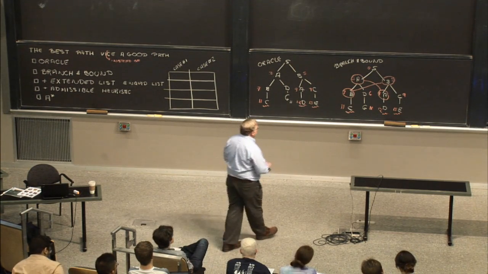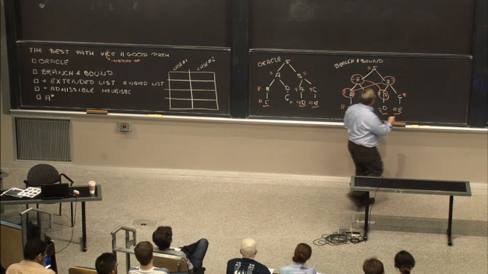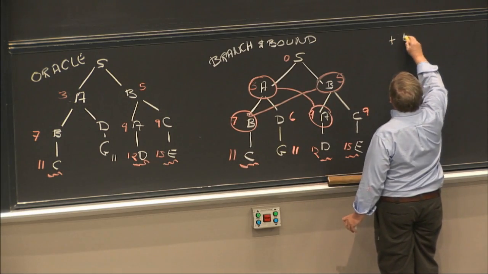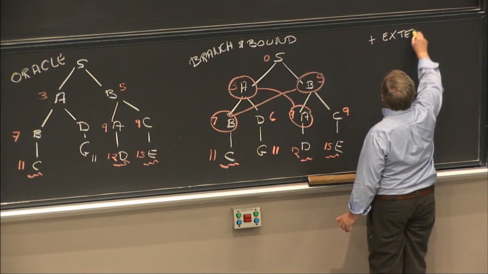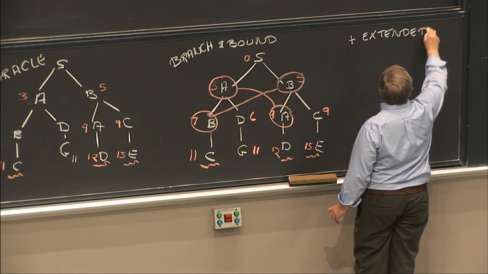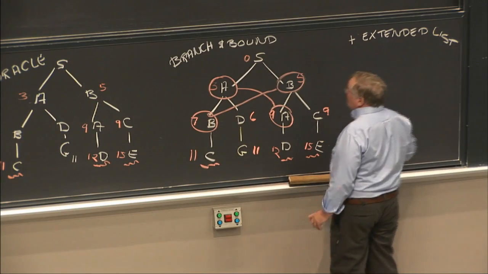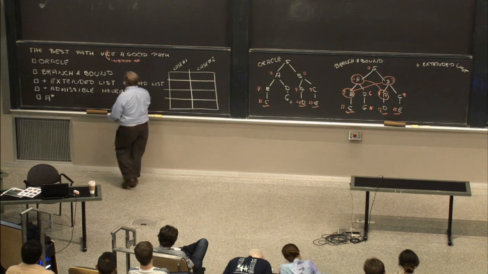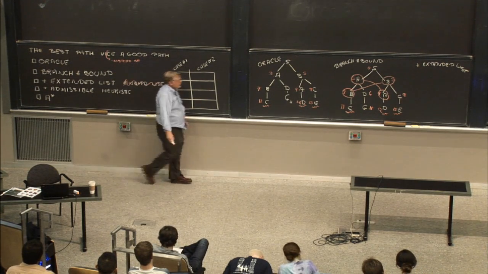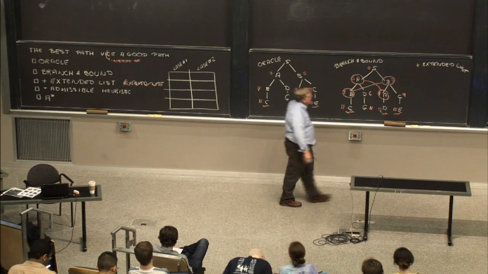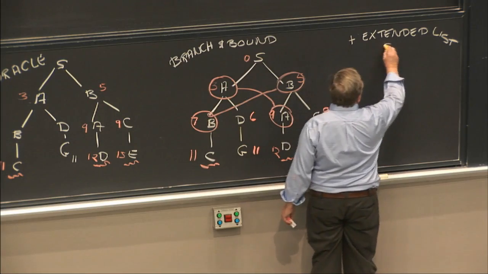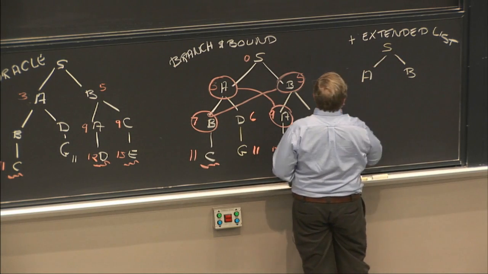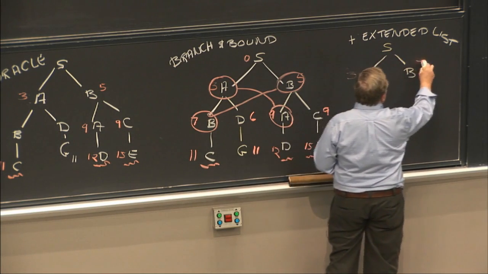So let's see how that would actually work on the classroom example, and then we'll do Cambridge. So this is branch and bound plus an extended list. And I do mean extended, not an include list. Include list won't work here. So let's see. I start off the same way as I did before. S goes to either A or B. That's a length of 3. That's a length of 5.